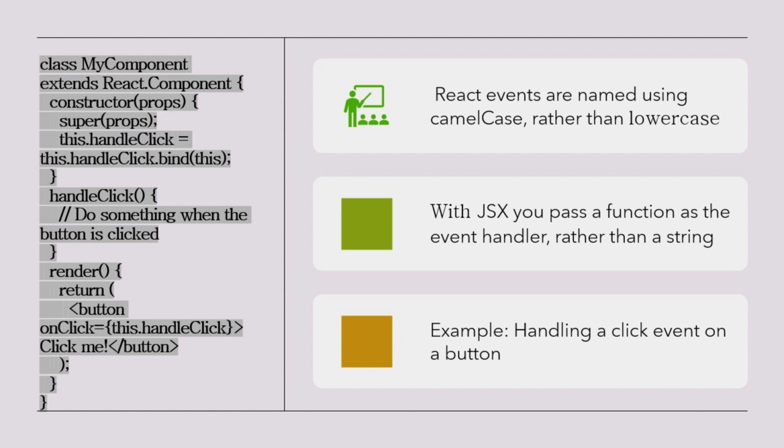Code snippet. class MyComponent extends React.Component. constructor(props). super(props). this.handleClick = this.handleClick.bind(this). handleClick() { // do something when the button is clicked }. render(). return <button onClick={this.handleClick}>Click me</button>.